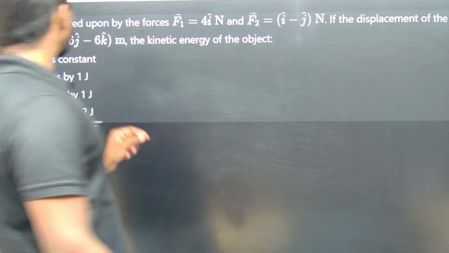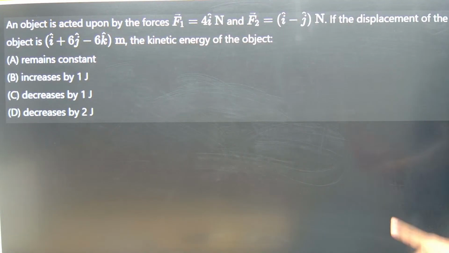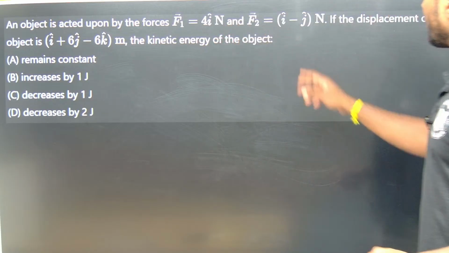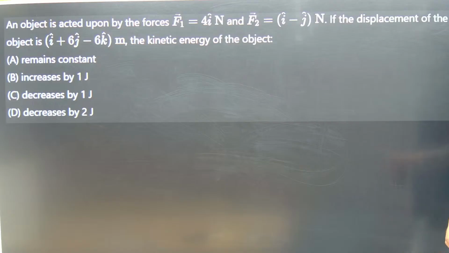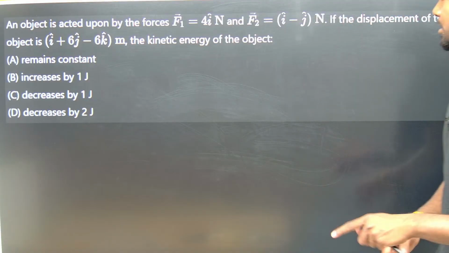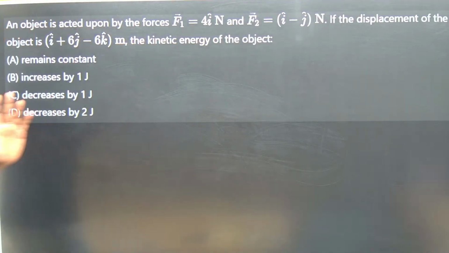Fine. An object is acted upon by the forces F1 and F2. F1 is given by 4i Newton, F2 is given by i minus j Newton. If the displacement of the object is i plus 6j minus 6k meter, the kinetic energy of the object. Okay. So work done I need to find right now. Work done I need to find.